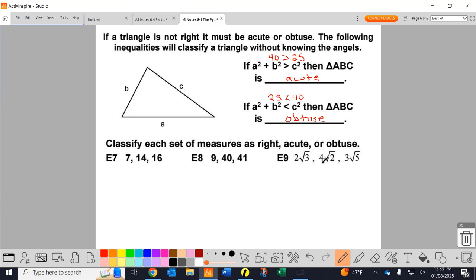Now here's the way I remember it, and when you get your test, this is an easy thing to put right above these questions. If it's right, the numbers are going to be equal. If it's acute, it's always going to have a greater than symbol. If it's obtuse, it's always going to be a less than symbol.